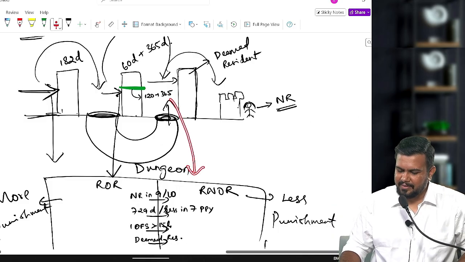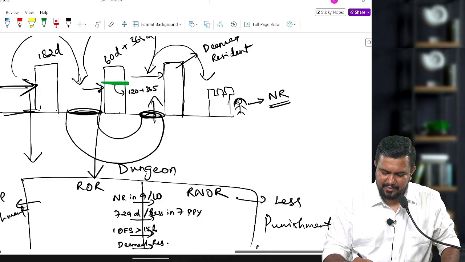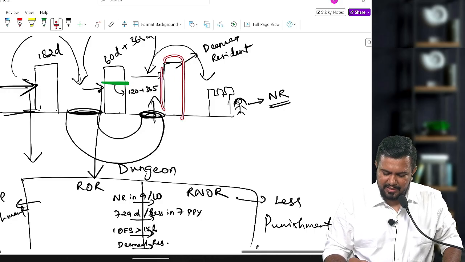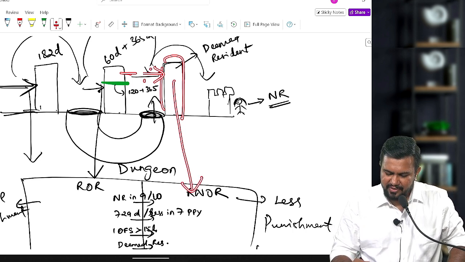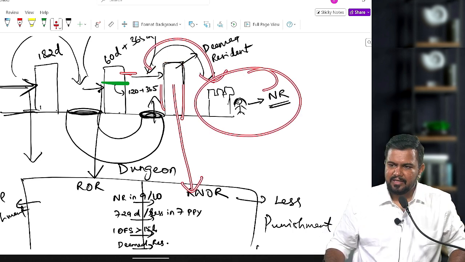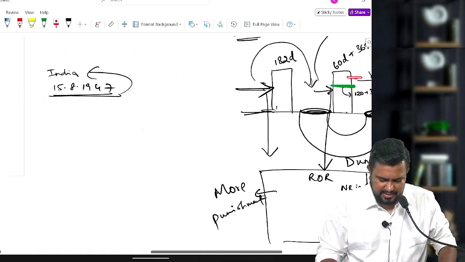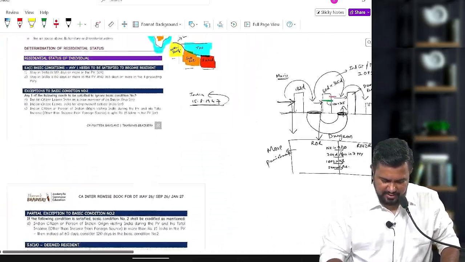Directly RNOR. Resident but not ordinarily resident. Similarly, next deemed resident. If you satisfy the condition, directly you will go into the RNOR category. If you are not satisfying this also, then only you will be considered as non-resident. Now let us see the provisions you will be able to visualize.